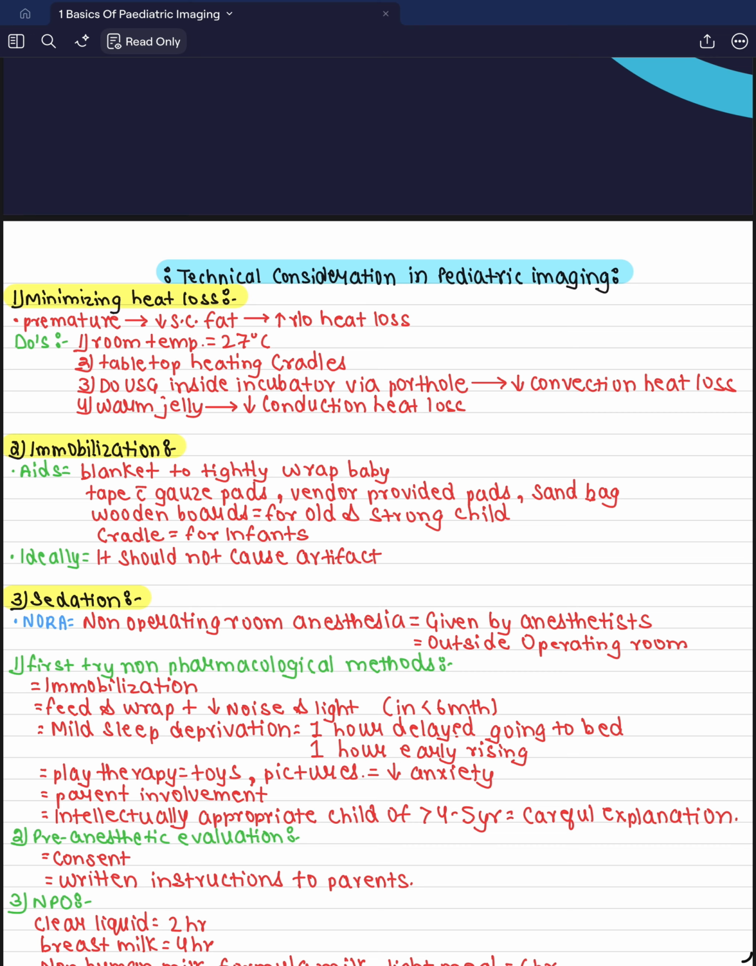Then is there anything else which we can do while doing the ultrasound? Yes, when you do the ultrasound, you place the ultrasound probe inside the incubator via a porthole. In the incubator there is a porthole and you push your probe via that porthole into the incubator and then do the ultrasound. So you are basically not opening the incubator. That means there will be less chance of heat loss by convection. Next thing that you have to do is please use warm jelly, because if you use warm jelly there will be less heat loss via conduction. Okay, so this was about minimizing the heat loss.